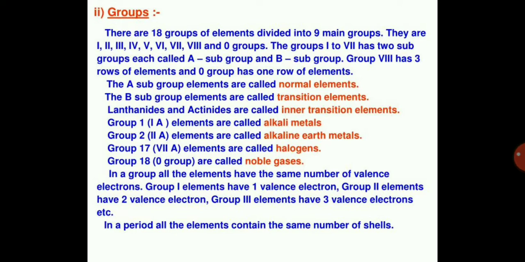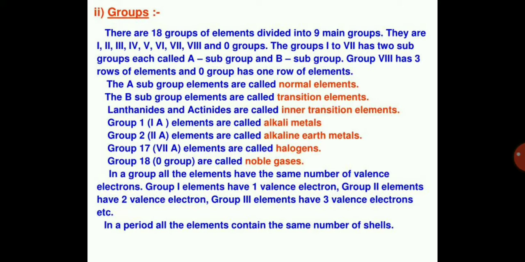Okay, transition means what? Going from one phase to another phase. And lanthanides and actinides are called inner transition elements. When we see in detail, you are going to know why those are named transition and inner transition elements. Like the first group, 1A elements, are called alkali metals, the 2A group is known as alkaline earth metals, the 7A group is known as halogens, and the 0 group is called noble gases. These you have to remember.